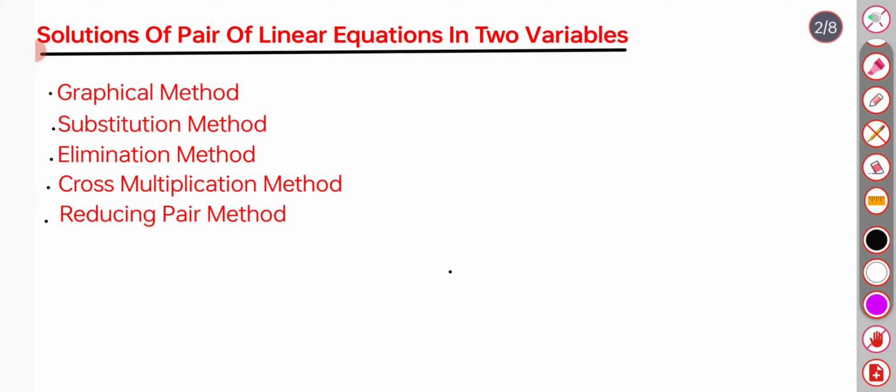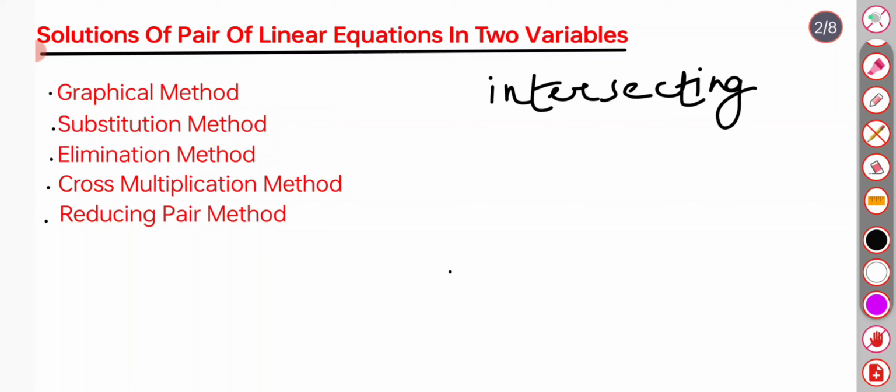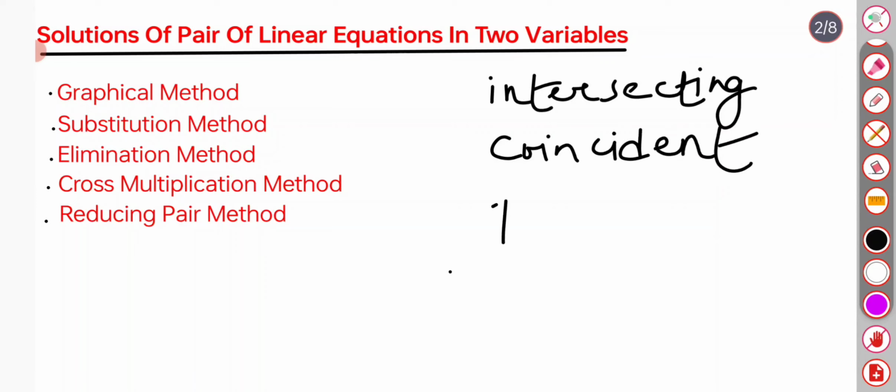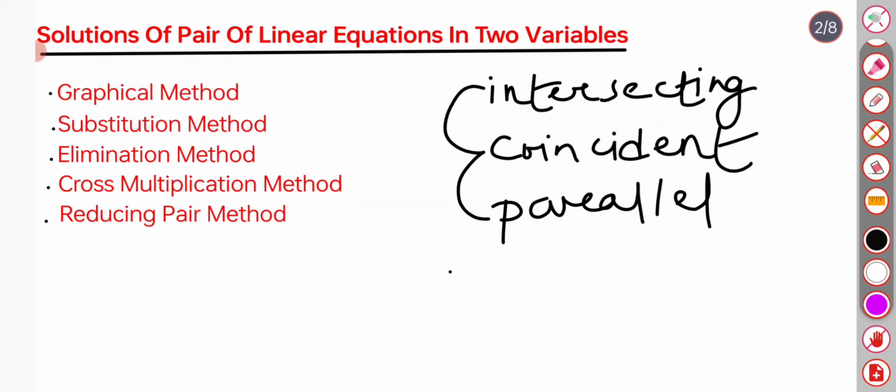Now if you observe the graphical method, in graphical method what happens? Whenever you solve a linear equation in graphical method, there are three possibilities. Either you will get intersecting, or you will get coincident, or you will get parallel. These are the three possibilities when you obtain the graph of a linear equation: intersecting, coincident, and parallel.